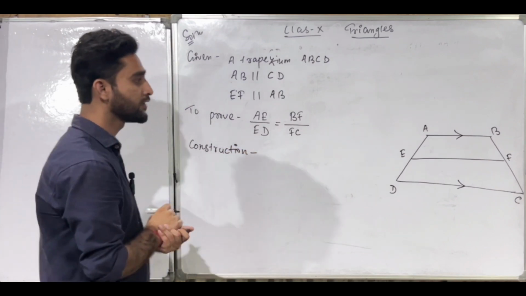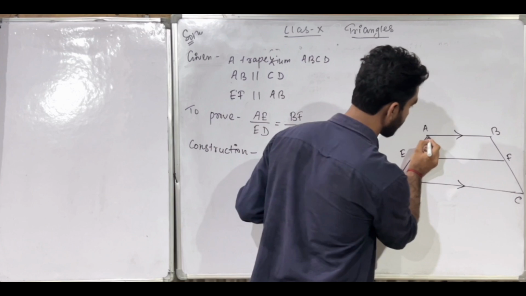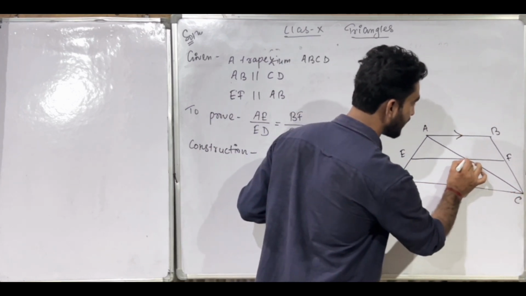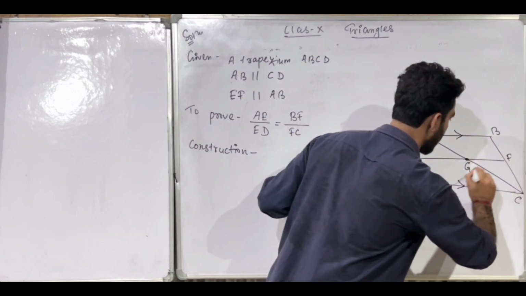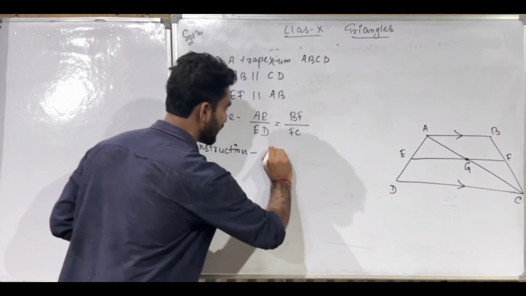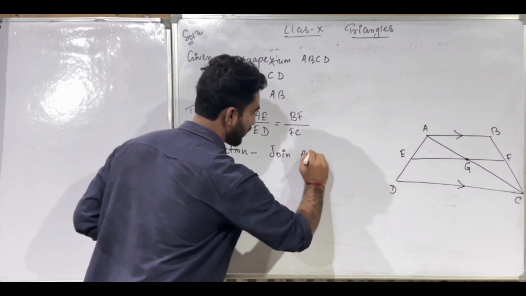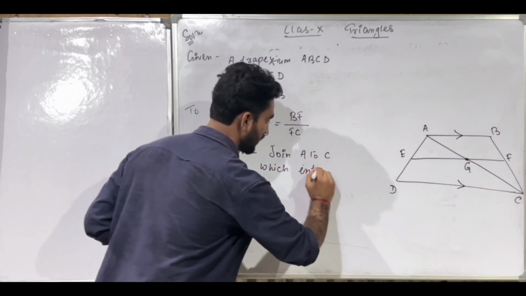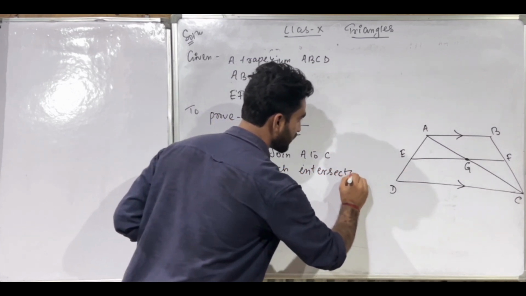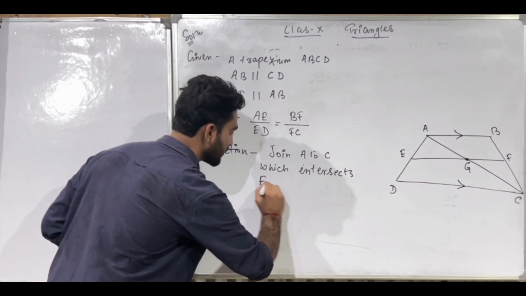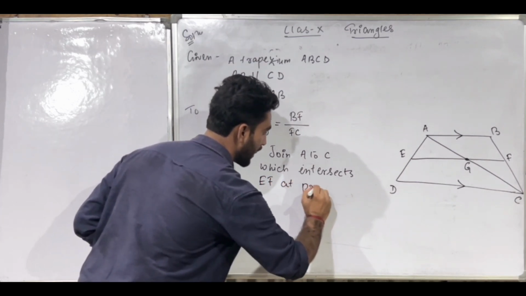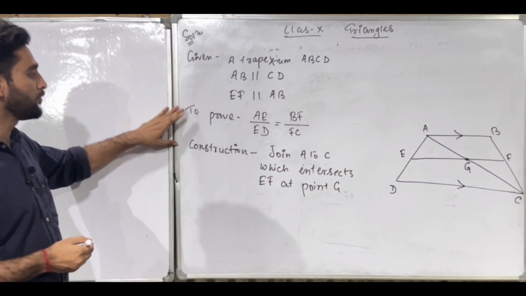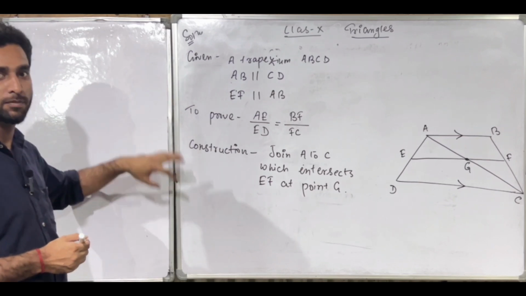So what construction is needed? We have to join AC, and this line AC intersects EF, let's suppose at point G. So you write: join A to C, which intersects EF at point G. Now we have given, to prove, construction. The next step is proof.